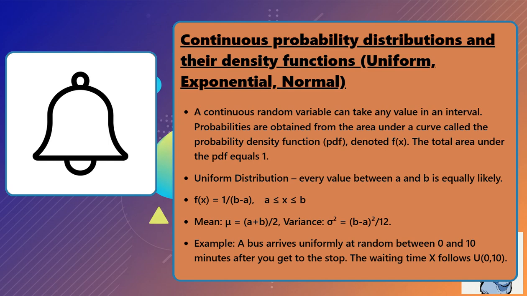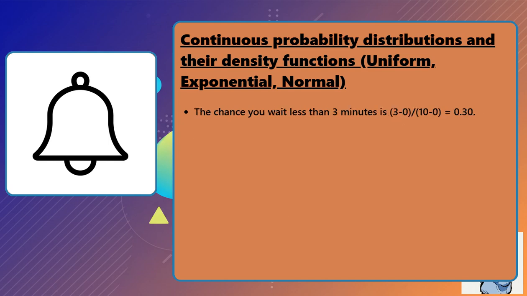Example: a bus arrives uniformly at random between 0 and 10 minutes after you get to the stop. The waiting time X follows Uniform(0, 10). The chance you wait less than 3 minutes is (3 − 0) / (10 − 0) = 0.30.